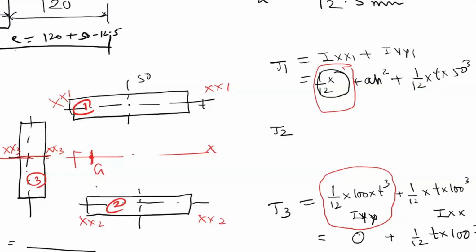Why? Sir, because XX3 coincides with XX. Yes, there is no vertical distance between XX3 and XX. They are on the same line, no vertical distance. So there is no need of any parallel axis theorem.